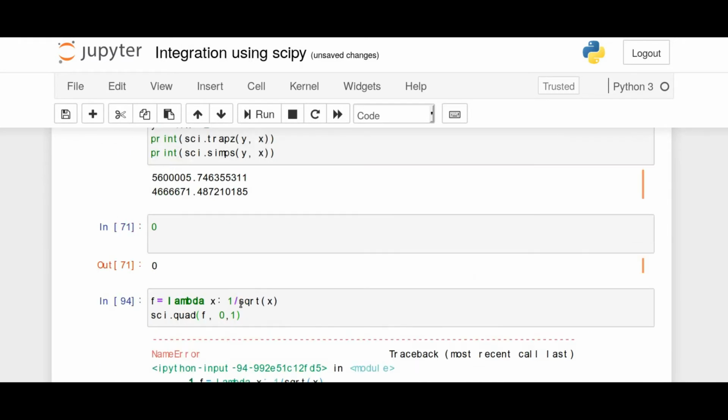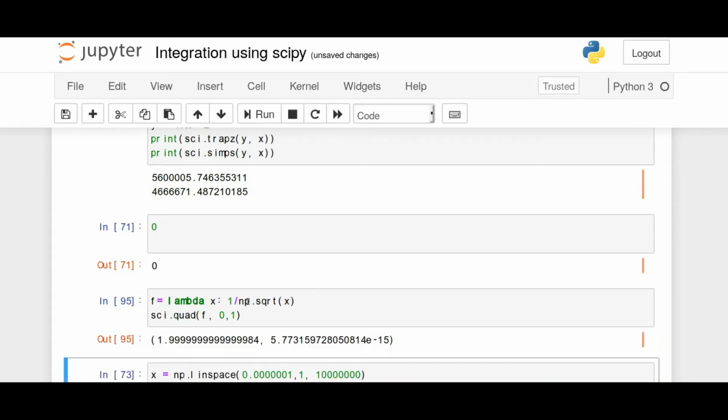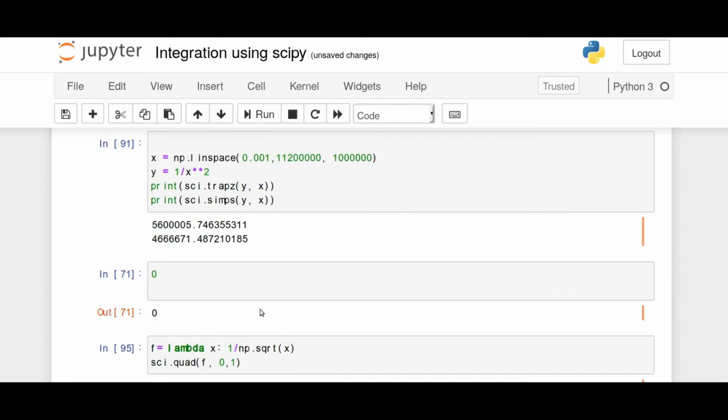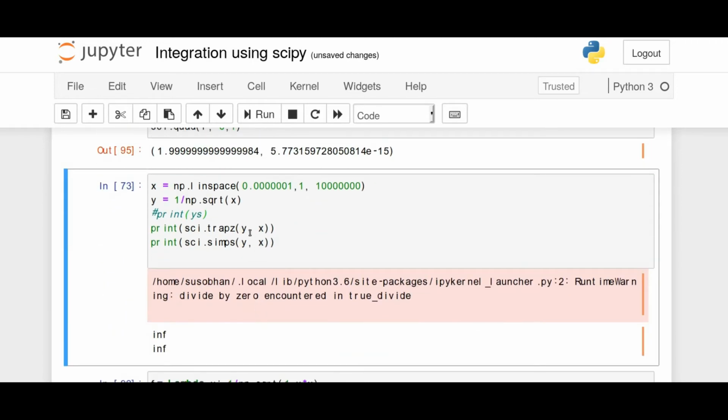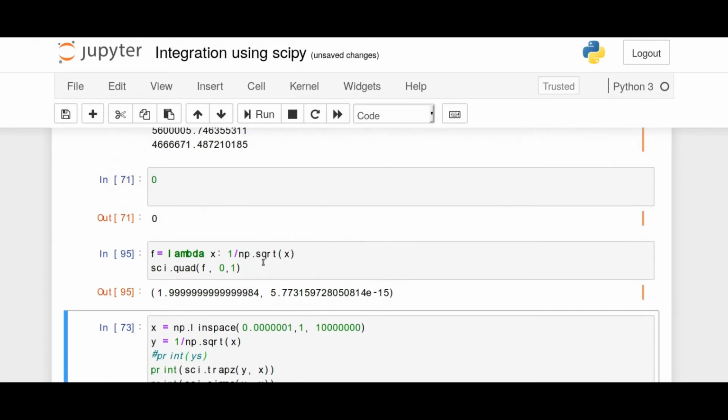Oh, that is the error, because it should be np here. There should be np here. Square root of x. Square root of x, that is squared, that is almost 2.